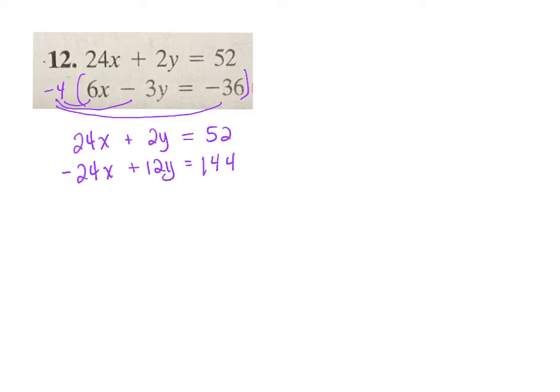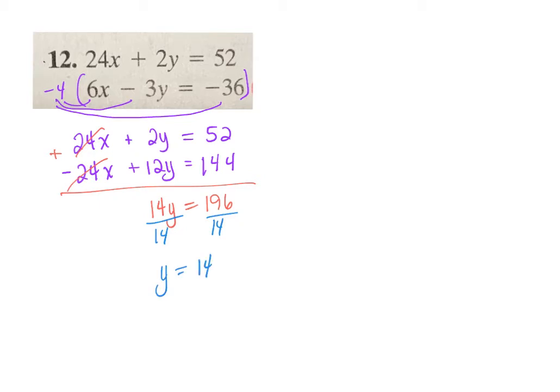Right? Now I have ones that will add and subtract. So if I just add this down, positive and negative 24 will cancel. All right, 2y and 12y will give me 14y. And 52 and 142 is going to give me 196. 196 is evenly divisible. That's actually 14 times 14. So my y is going to be 14.